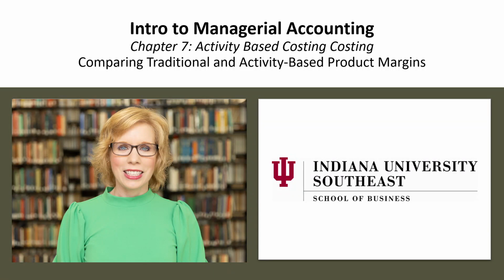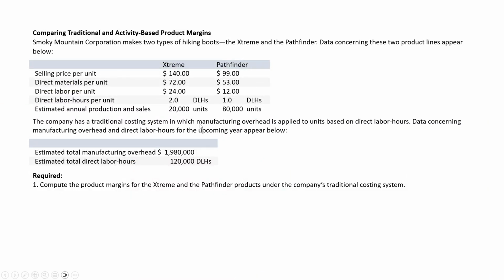In this video, I'm going to demonstrate comparing traditional and activity-based product margins. Our company here is going to make two different kinds of hiking boots, Extreme and Pathfinder. They have a variety of information for those two different units, including the selling price, direct materials, direct labor, and labor hours per unit. They're also giving us our estimated annual production and sales.